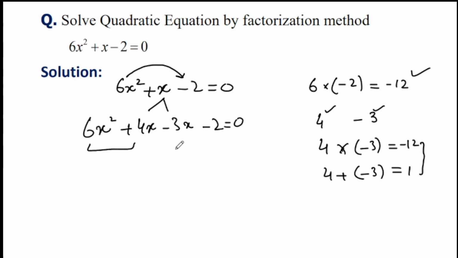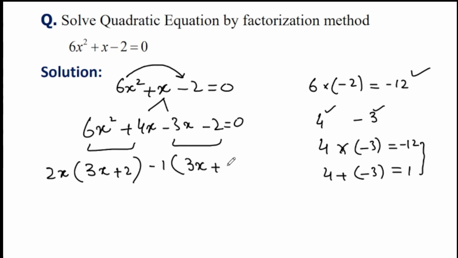Here these are the first two terms and these are the second two terms. You can see the first two terms are divisible by 2x, so the common element is 2x and the remaining element is 3x plus 2. In the last two terms the common element is negative 1 and the remaining element is 3x plus 2. So 3x plus 2 is the common term in this expression.